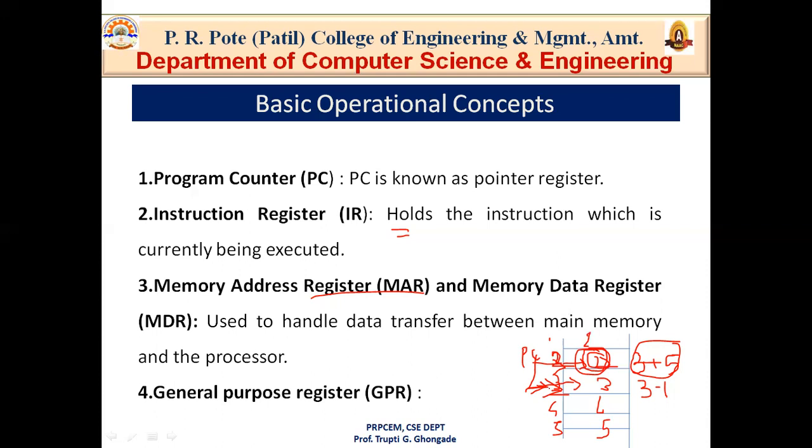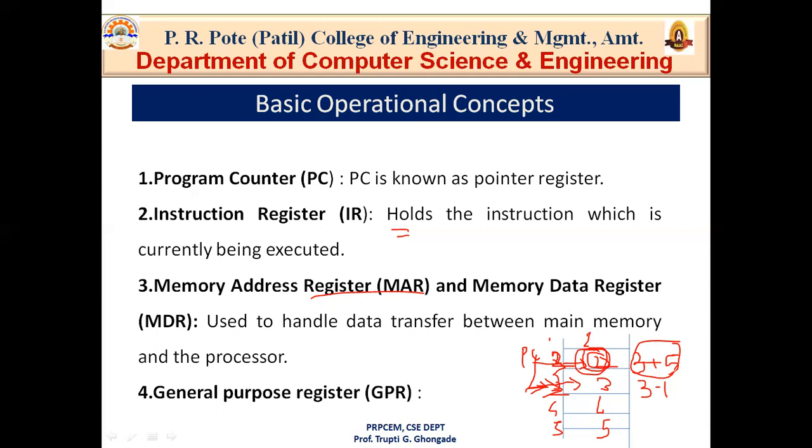It contains the data to be written to or read from the address word of main memory. That means while the processor is fetching this 3 plus 5 from memory location 2, this 2 is held by MAR and the data is held by MDR. This time the processor is reading an instruction from memory. Here we are now doing a read operation, where the processor is reading data from memory, that is 3 and 5.